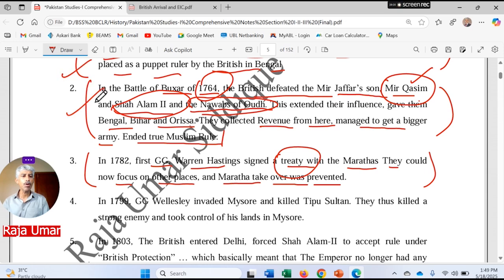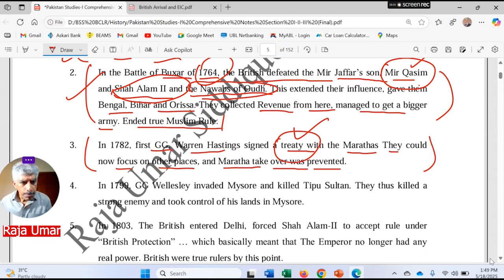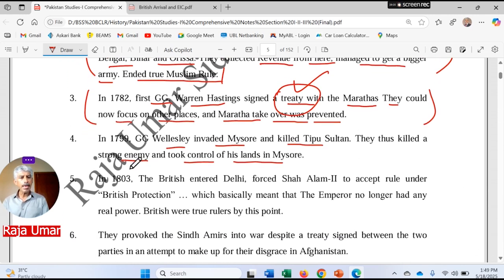At some places they fought battles, at some places they signed treaties to get stronger control. In 1799, Governor General Wellesley invaded Mysore and killed Tipu Sultan. They thus killed a strong enemy and took control of his lands in Mysore in southern India. In 1803, the British entered Delhi and forced Shah Alam II to accept rule under British protection, which basically meant that the emperor no longer had any real power. The British were the true rulers by this point.